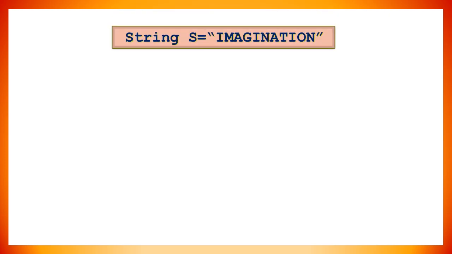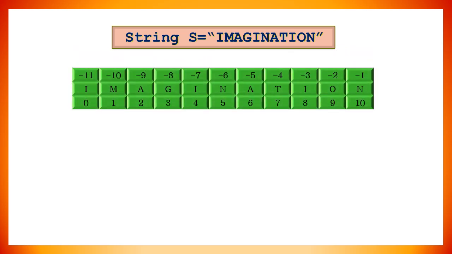Suppose we have a string called S which stores the word imagination. The following table represents the indexing done on the string imagination. There are 2 types of indexing in Python, which are forward indexing and backward indexing. The positive indexes like 0, 1, 2, 3, etc. represents forward indexing, and negative indexes from right hand side represents backward indexing.